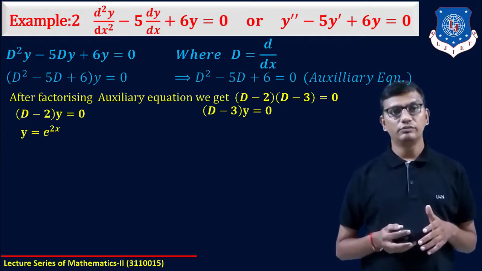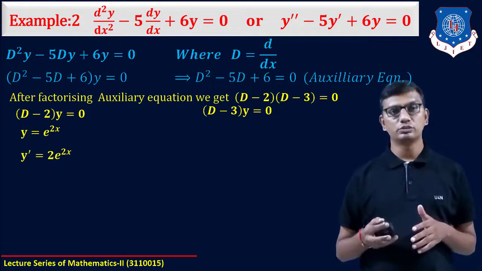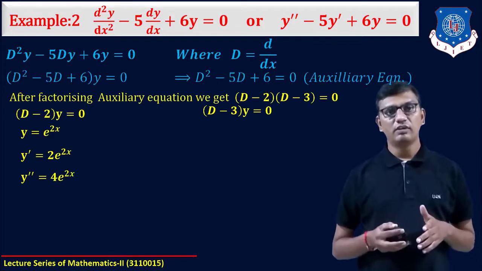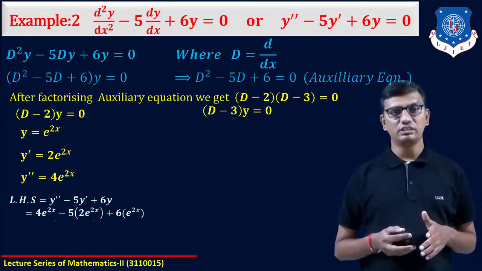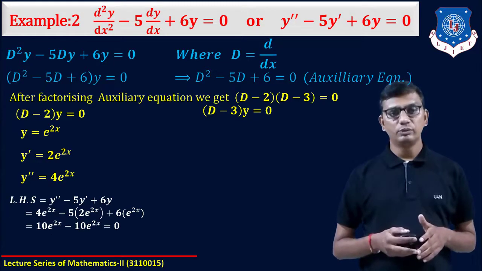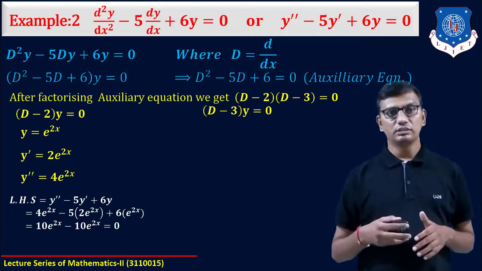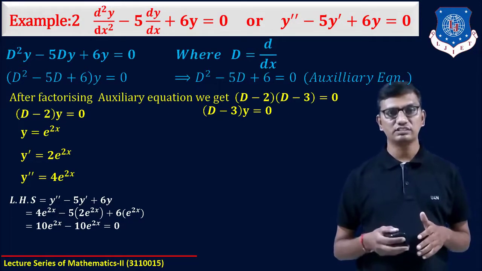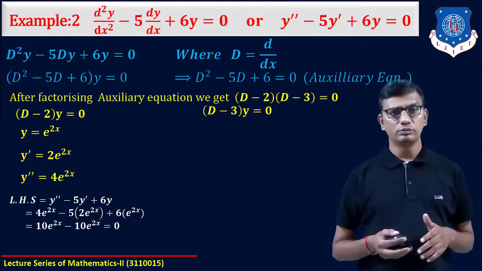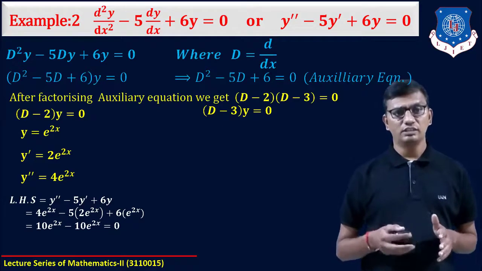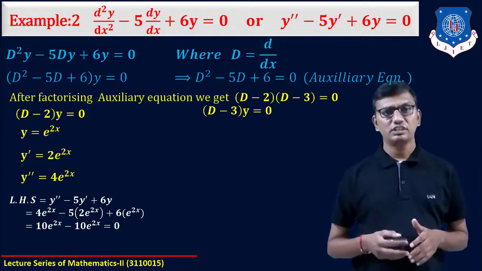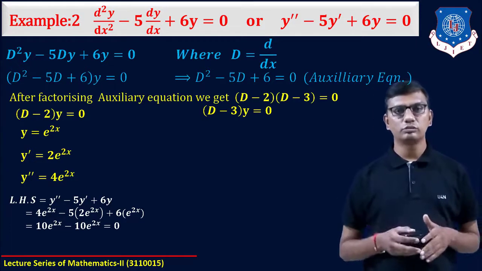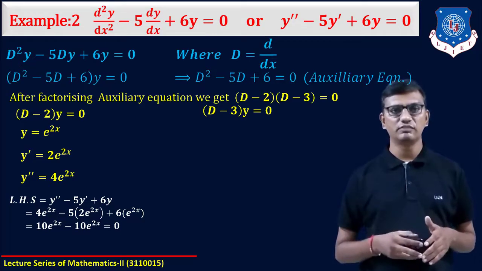So first of all, we find y' = 2e^(2x) and y'' = 4e^(2x). Now we will put y' and y'' in the LHS, so we put y'' = 4e^(2x), y' = 2e^(2x), and y = e^(2x). Then finally we get 10e^(2x) - 10e^(2x), which is 0. Therefore, y = e^(2x) is a solution of our second order differential equation.